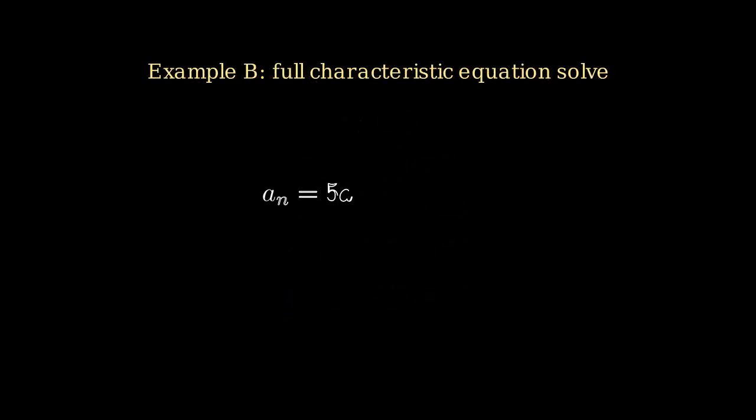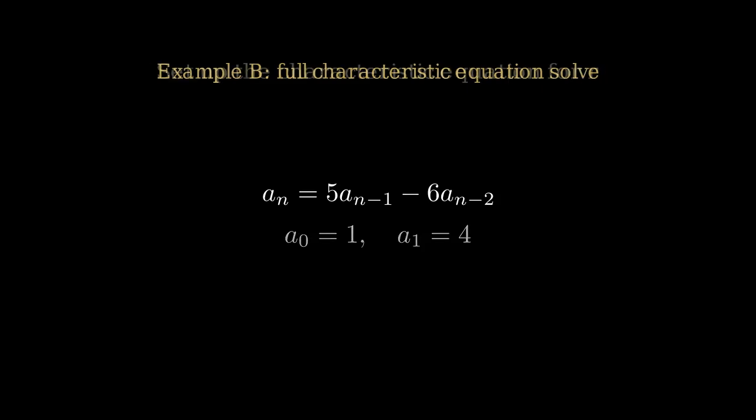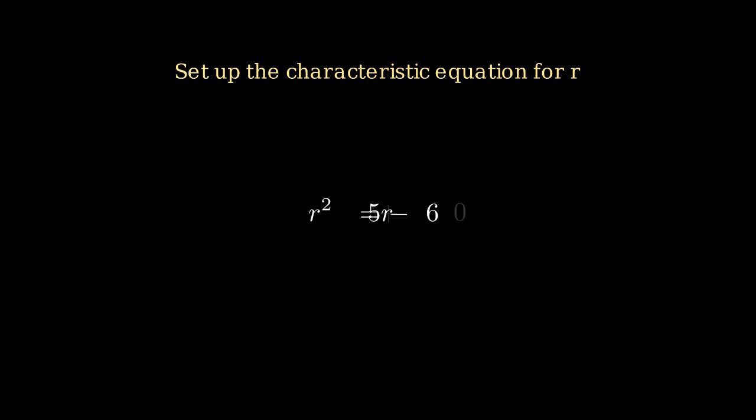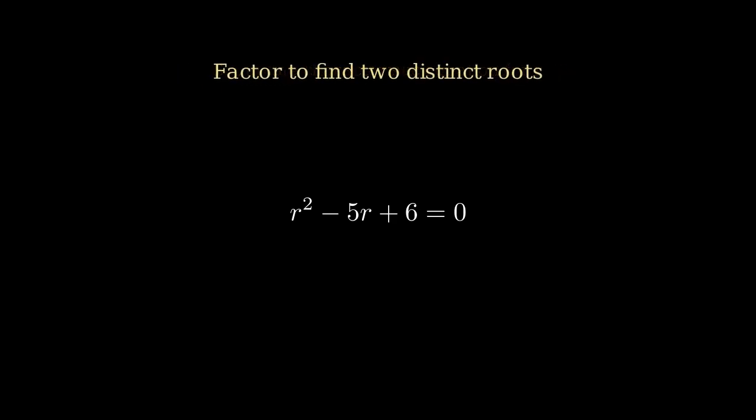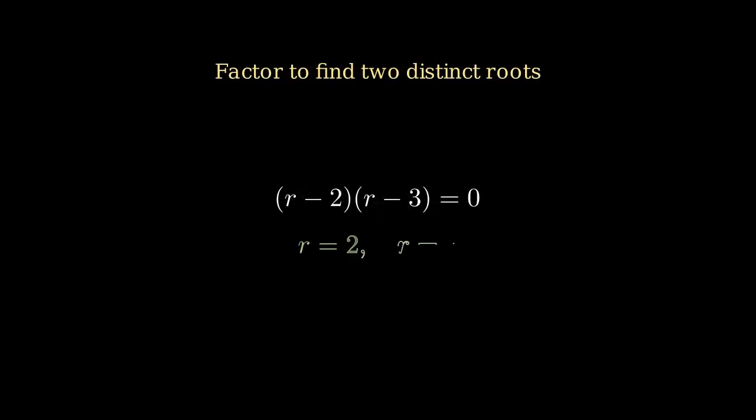Worked example B, a full characteristic equation solve. This is the complete method end to end. Solve a(n) equals 5 times a(n-1) minus 6 times a(n-2) with initial conditions a(0) equals 1 and a(1) equals 4. Step 1. Set up the characteristic equation r squared equals 5r minus 6, which rearranges to r squared minus 5r plus 6 equals 0. Step 2. Factor this quadratic. (r minus 2) times (r minus 3) equals 0, giving two distinct roots r equals 2 and r equals 3.